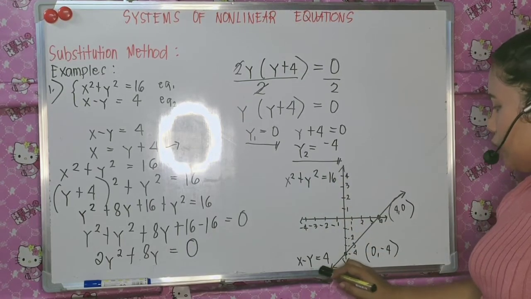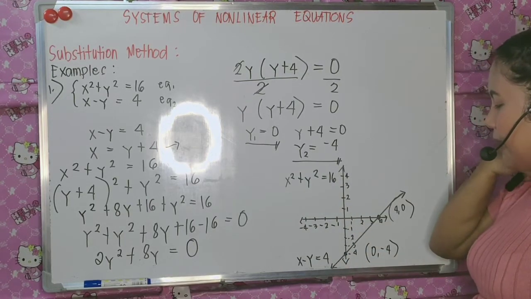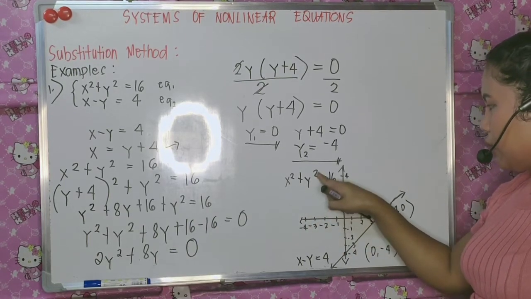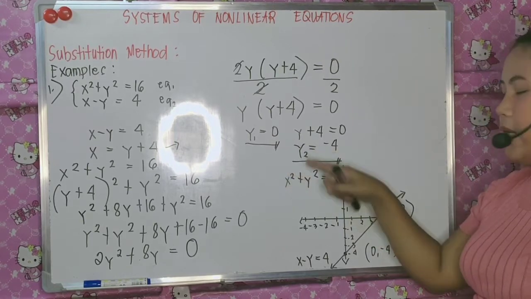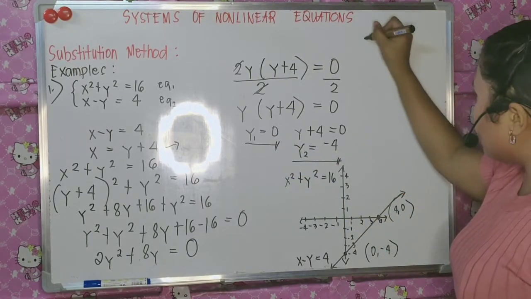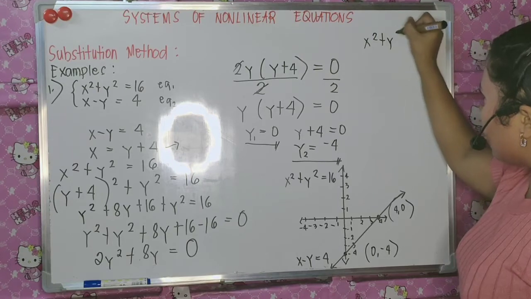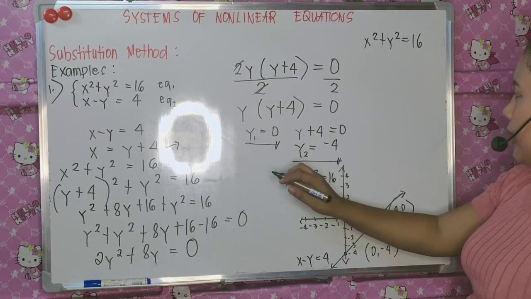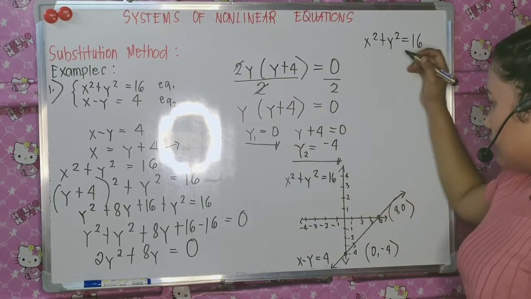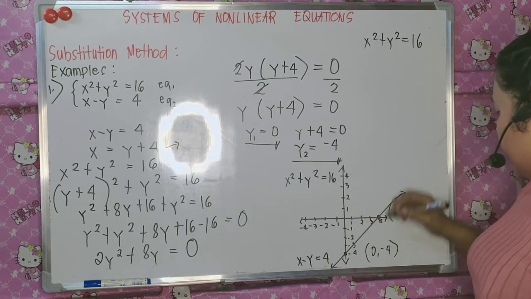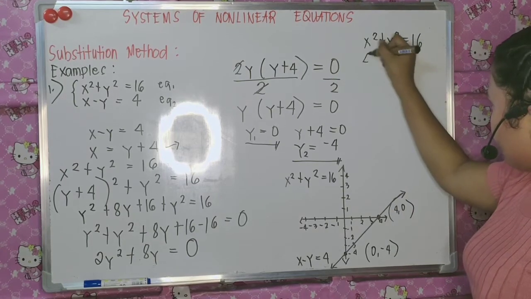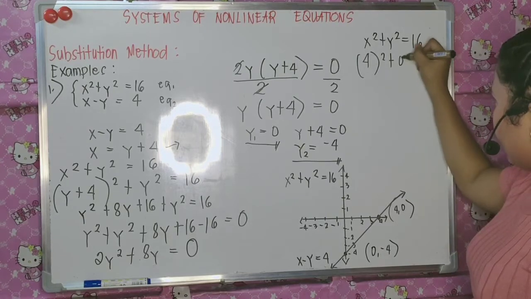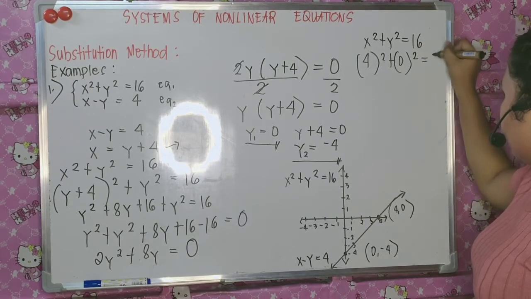Then, x minus y equals 4. Paano po ba malalaman na dyan po yung graph natin? First, isolve natin itong x squared plus y squared equals 16, gamit yung dalawang value for y. So, first, x squared plus y squared equals 16. Yung x natin is 4. Try natin yung 4 squared plus yung y natin is 0. Try natin yung 0 natin. Ayan, then 16.